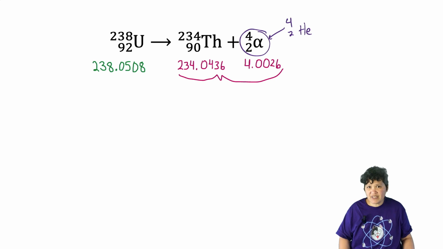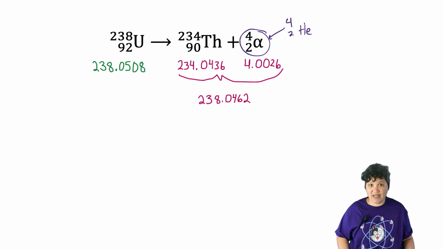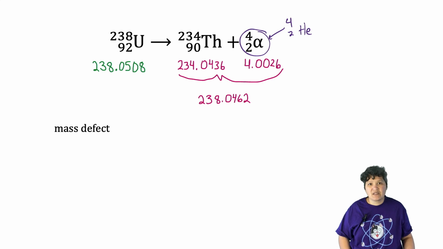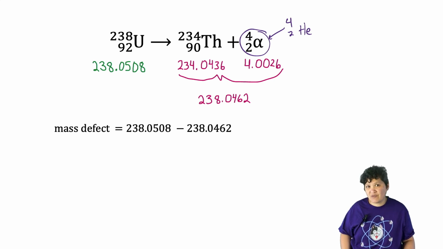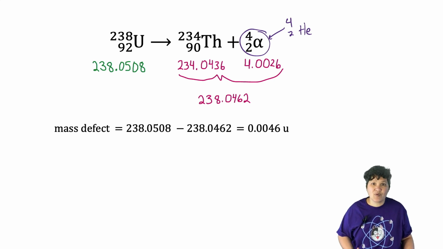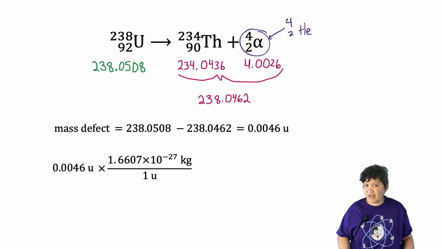If we add everything together on the product side, we get a total mass of 238.0462. As you can see, that's slightly less than the mass of the reactants, so there is a mass defect here. Subtracting the mass of the products from the mass of the reactants, we find that our mass defect is 0.0046 u. As usual, let's convert that mass to kilograms with our conversion factor. This gives us a mass of 1.017 times 10 to the minus 29th kilograms.